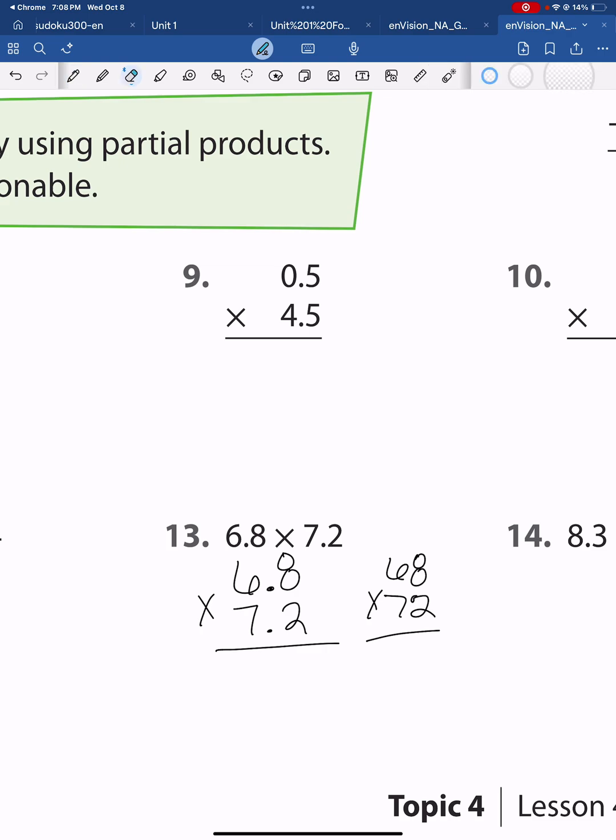Okay, so forget about the decimals. Let's just multiply as normal. So you multiply the 2 through both of these numbers. 2 times 8, 16. We have our 6, carry the 1. 2 times 6 is 12, plus our 1 is 13. Now we are done.